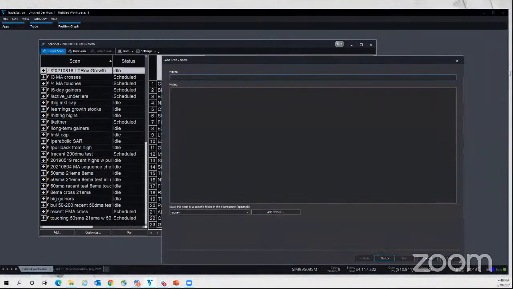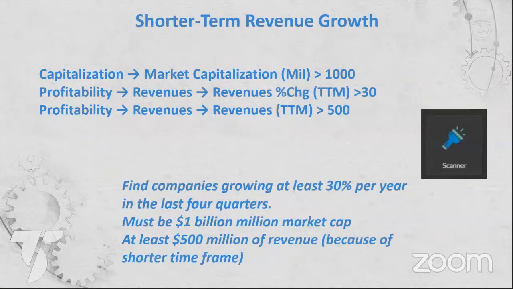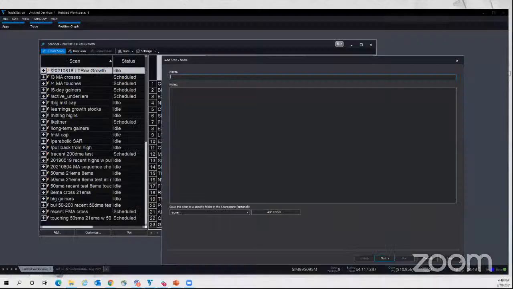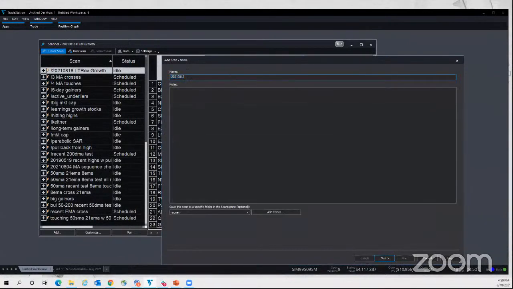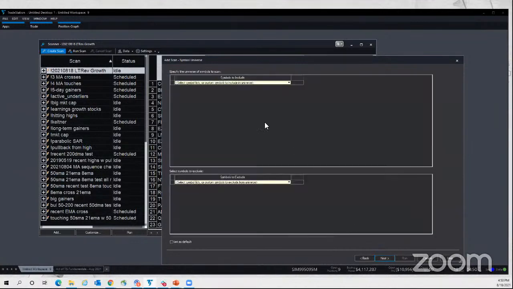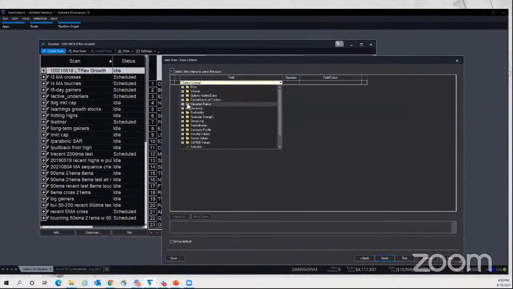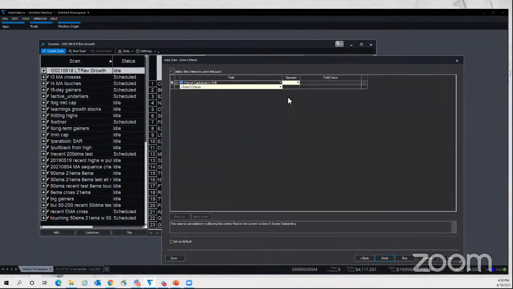This is going to be slide number 7, short-term revenue growth. And this one we're going to do slightly differently. Let's just call it 20210818, and then we go to next, and call it ST Rev Growth. Now I'm going to go to all stocks, next. We're going to go once again to capitalization greater than 1,000.